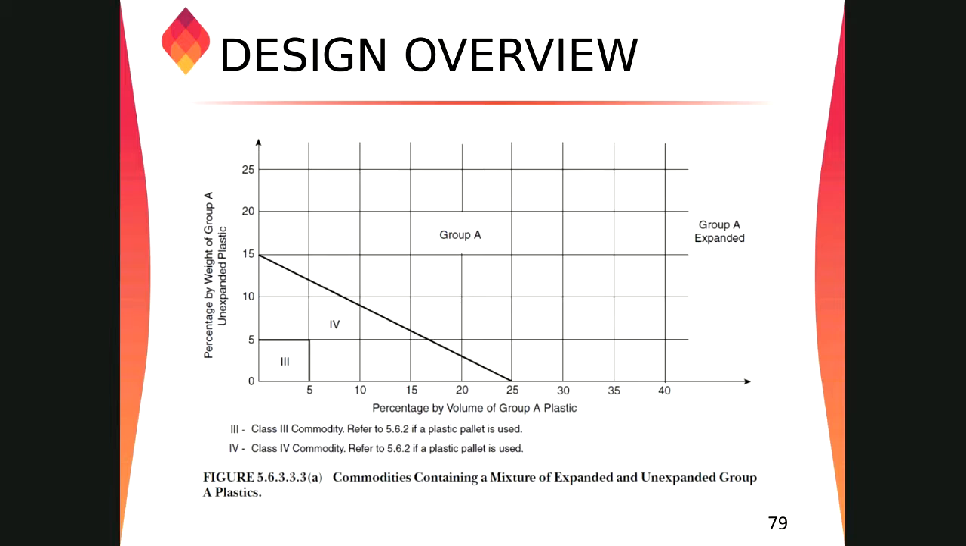The graph says that this is a group A plastic we have to put into class 3 commodities. Here we have class 3 commodities, right? In that we can keep 5% of the group A plastic which is expanded, and 5% of the group A plastic which is unexpanded. Now what is the meaning of the expanded plastic and unexpanded plastic?